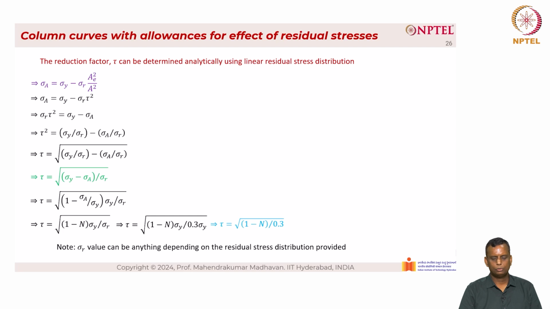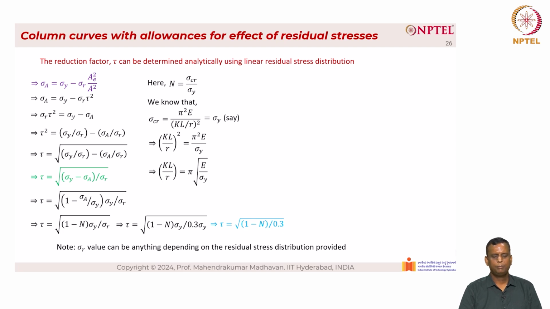So tau equal to root of 1 minus n divided by 0.3. Here n equal to sigma critical divided by sigma y. And we know that sigma critical is equal to pi square E divided by KL by r the whole square. Let's say that it is equal to sigma y. So KL by r the whole square is equal to pi square E divided by sigma y. This can be further simplified as KL by r is equal to pi into root of E by sigma y.